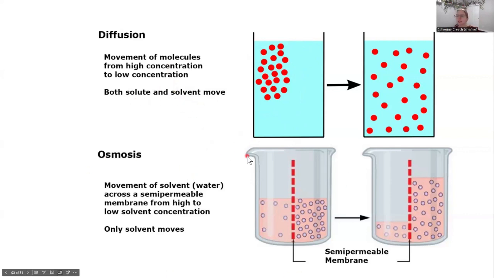Now, osmosis is a type of diffusion, but it's the diffusion of water, and specifically through a semi-permeable membrane. So this won't happen if there's not a semi-permeable membrane. Here I have a beaker, and this beaker is divided with a semi-permeable membrane. A semi-permeable membrane means that some things can go through it, but not others.